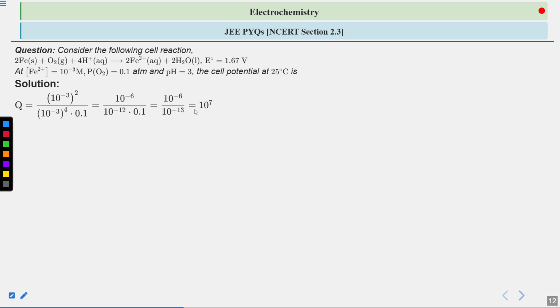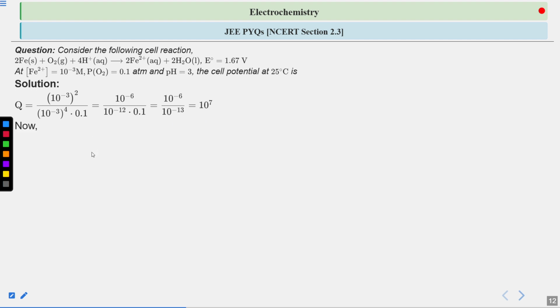When you divide this, it will be 10 to the power 7. How? This 10 to the power minus 13 will go in the numerator and become plus 13. So plus 13 and minus 6. Bases are the same, 10 and 10, so the powers will get subtracted. 13 minus 6 will be 7. So that's why the answer is 10 to the power 7. So the Q value we just derived is 10 to the power 7.